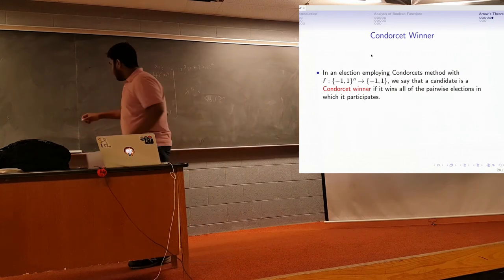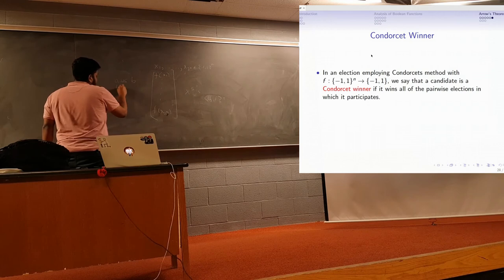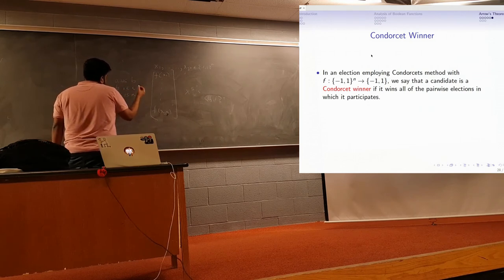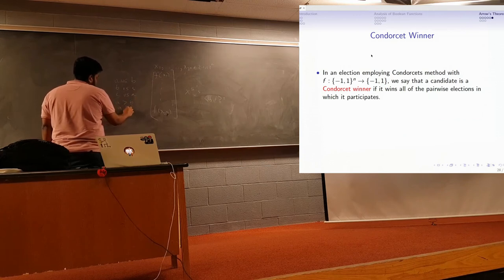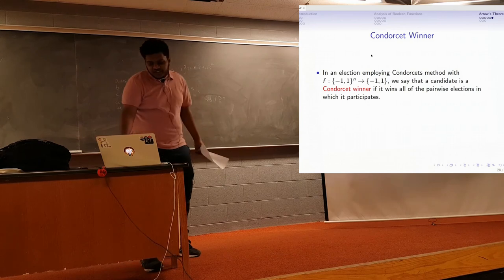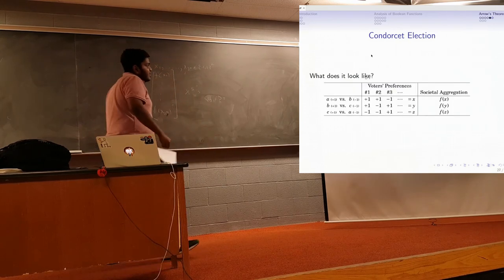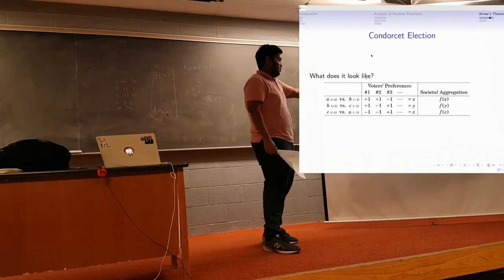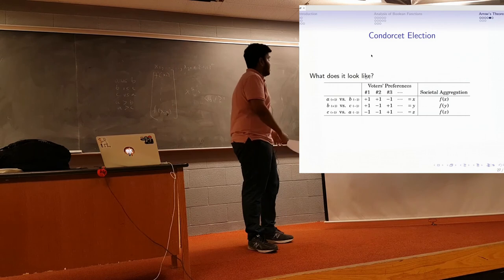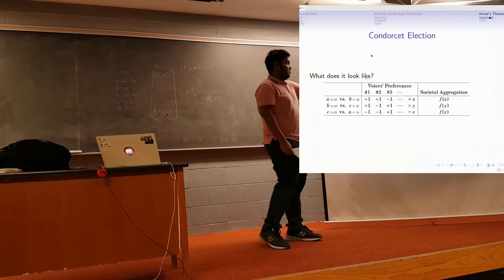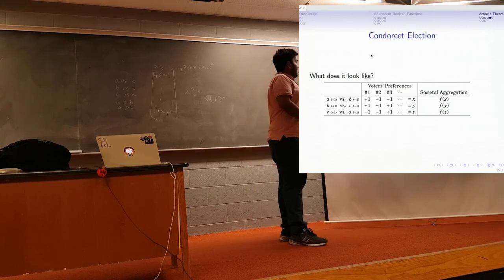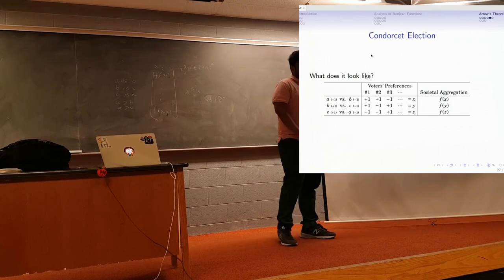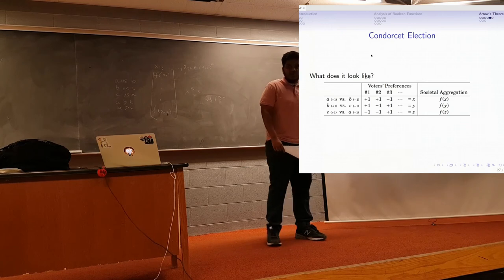So if there's an election A versus B, B versus C, and C versus A, the candidate A is a Condorcet winner if A beats B and A beats C. So we can consider a particular Condorcet election. Say we have A and B with the tags plus 1 and minus 1, B and C with the tags plus 1 and minus 1, and similarly C and A. And these are some voter preferences, and f is an aggregation function. It could be majority or dictatorship or tribes, what have you. Now, if you just consider the first three votes and say that the election is made of just those three votes, right?